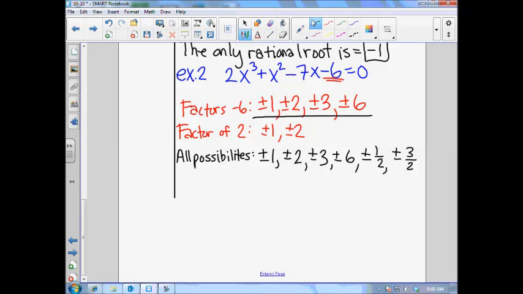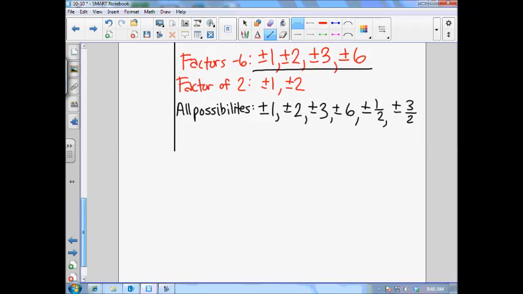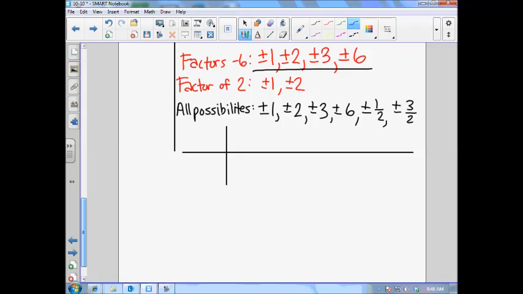So of all these possibilities, we have to find which ones would give us a value of 0 when we plug them in. Once we find the first one, I'm going to show you a shortcut to find all the rest. So we'll plug in our x and get P of x. P stands for the polynomial function.